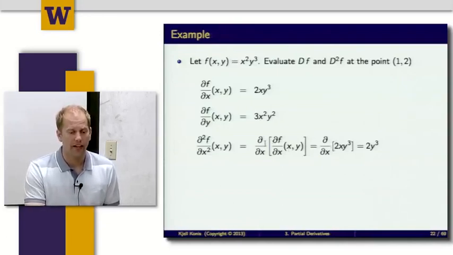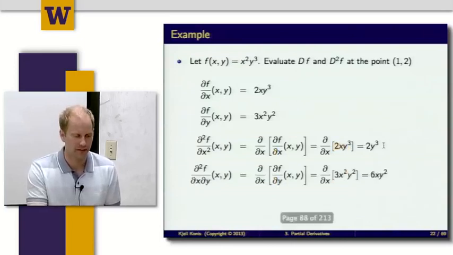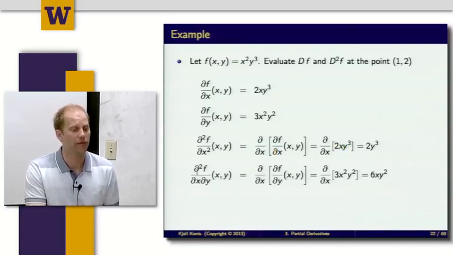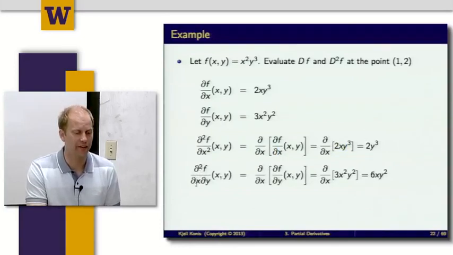I already know what the first partial is with respect to x, so I can just plug that in here. And then I need to take its derivative one more time with respect to x, so I get 2y cubed. The actual mixed partial, so here dy then dx.